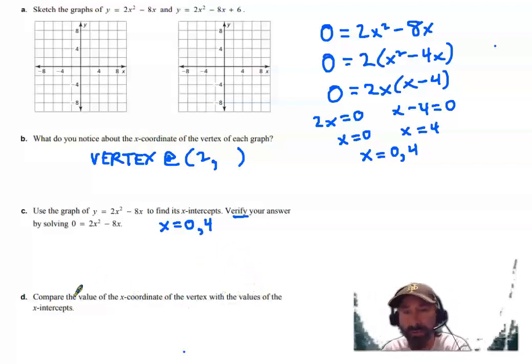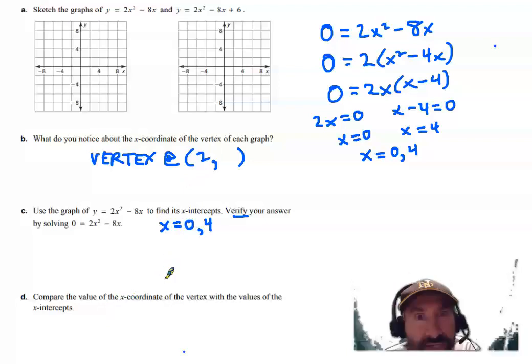Okay, so next, compare the value of the x-coordinate of the vertex with the value of the x-intercepts. Well, the x-coordinate of the vertex was 2, and the x-intercepts are 0 and 4, and they ask us to compare them. Now, honestly, I'm not entirely sure what the authors of this book wanted out of this, but I will give you my take. It seems to me this 2 is halfway in between the 0 and the 4. And if you noticed that, you're a genius. Good job.